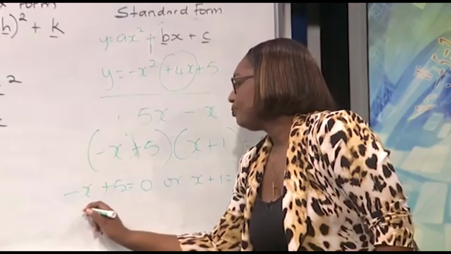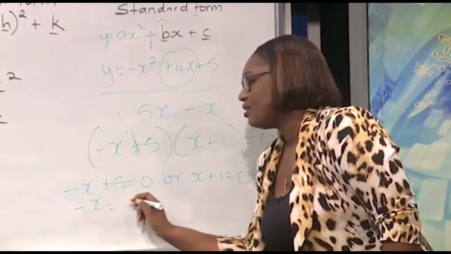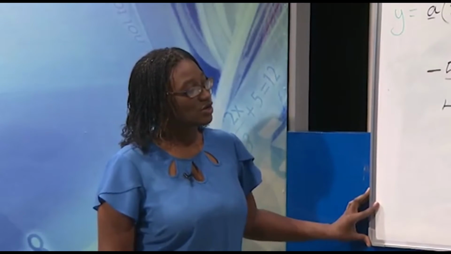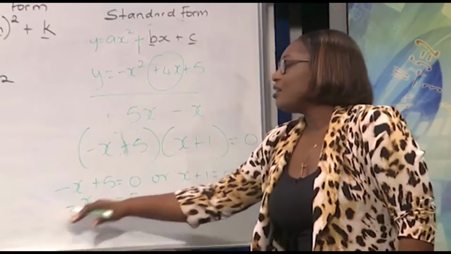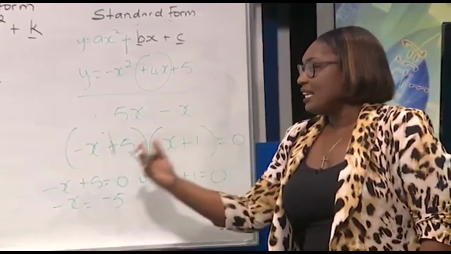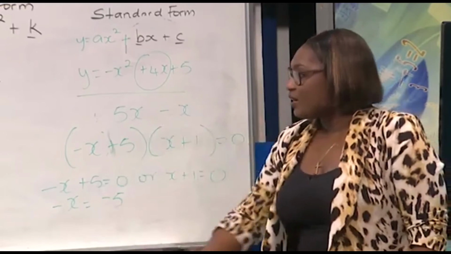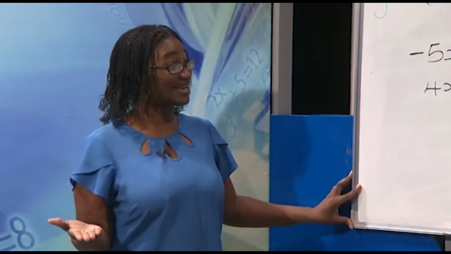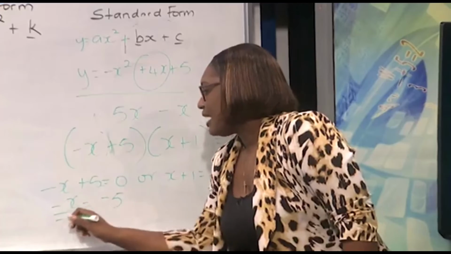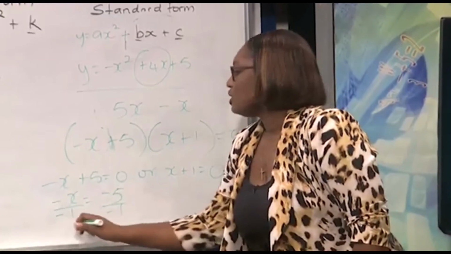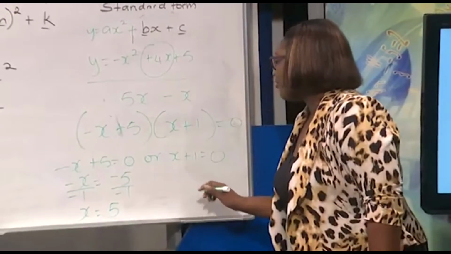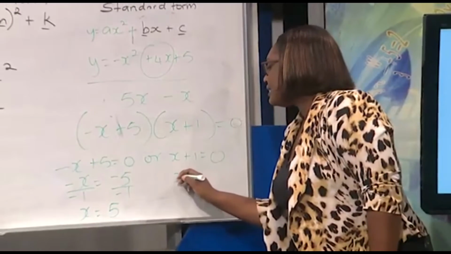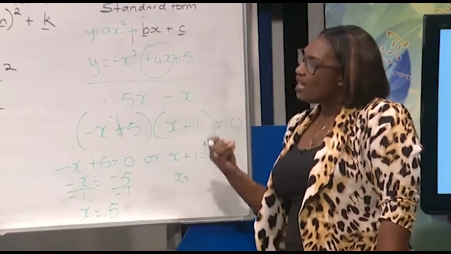So let's solve again for x. So negative x is equal to negative 5. Okay, so we subtracted 5 from both sides. Good. So now we're multiplying x by negative 1. So what's the inverse of doing that? To find x by itself, we divide by negative 1. So x is equal to 5.